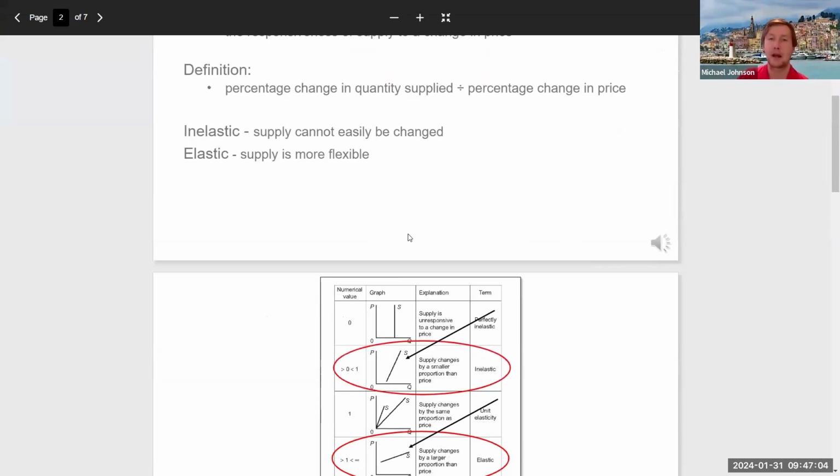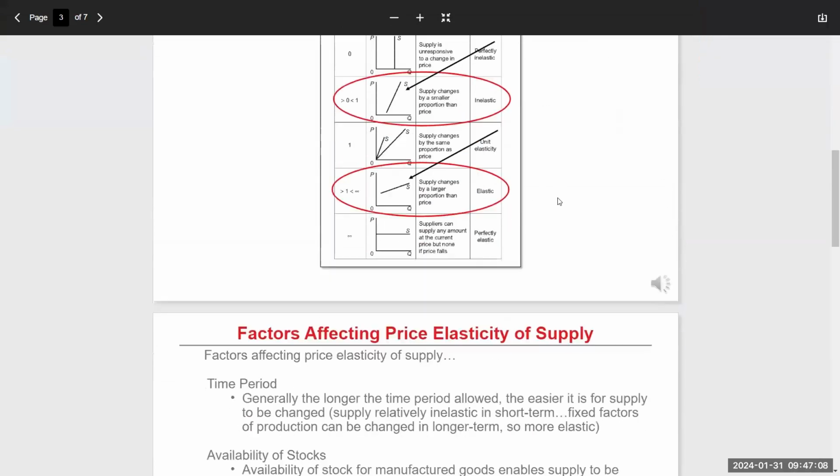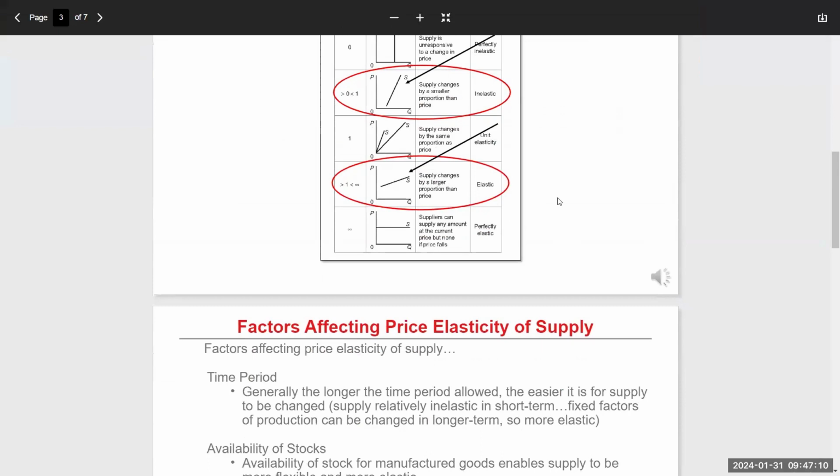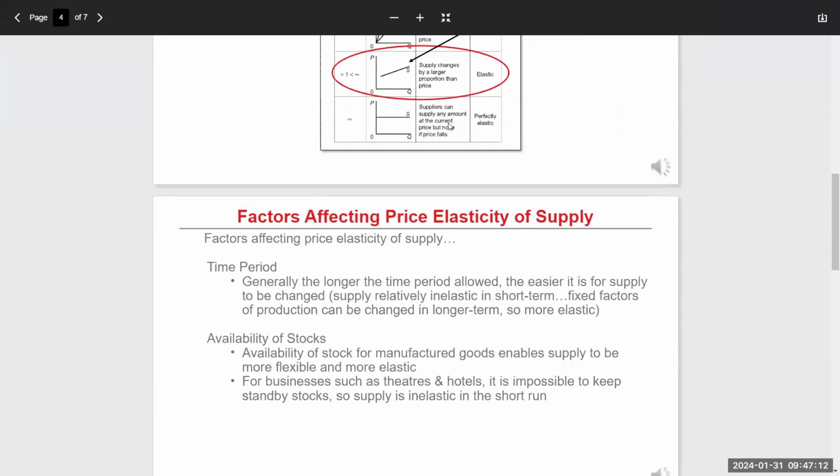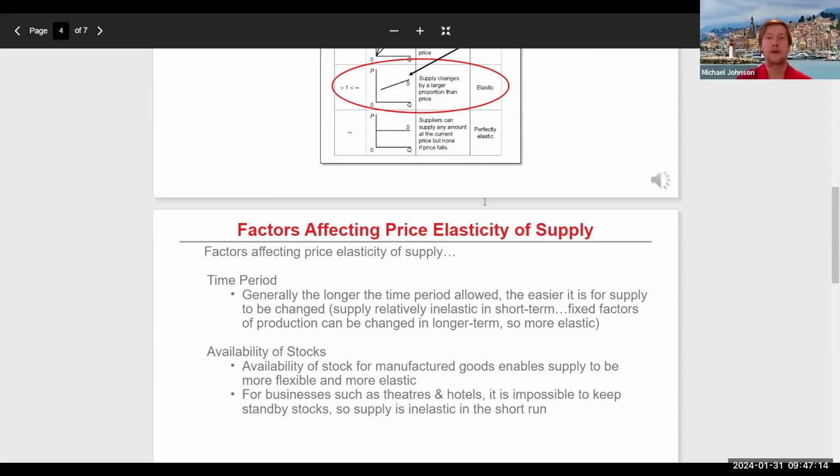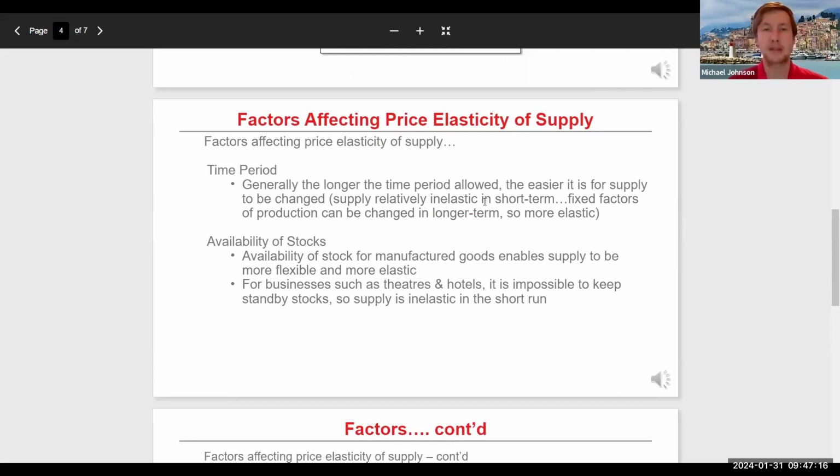Inelastic is when supply cannot easily be changed. Elastic supply is more flexible. Factors affecting price elasticity of supply: time period. Generally, the longer the time period allowed, the easier it is for supply to be changed. Supply is relatively inelastic in the short term. Fixed factors of production can be changed in the longer term, so supply is more elastic.